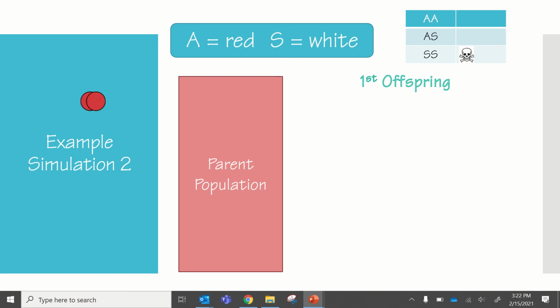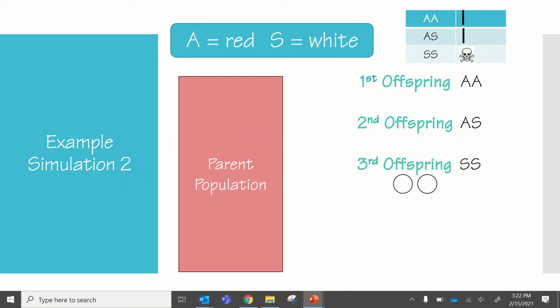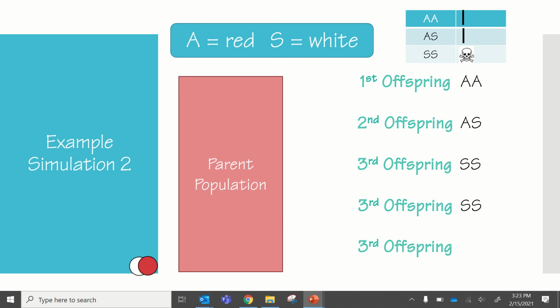Okay, so practice it out. 2 reds, AA, put the line, put it back. Second individual, AS, put the tally, put it back. Third individual is 2 whites, so it's SS, it's dead, so we put it back. Third again, 2 whites, SS, put it back. Until we try again, we finally get 1 red and 1 white, and that's going to end up being our AS, so we put the tally.